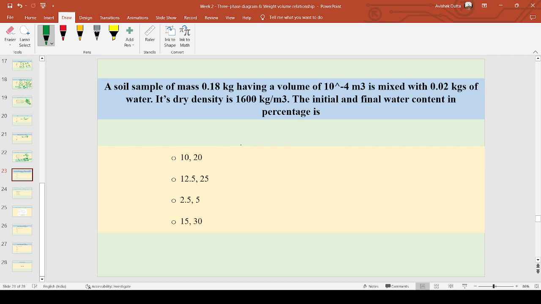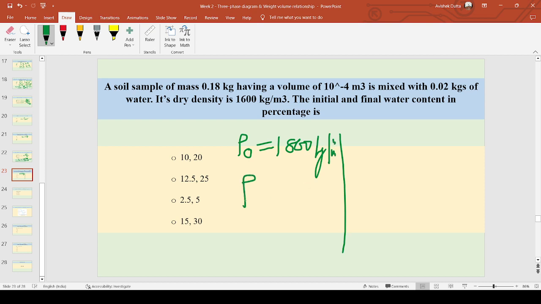This question, have you solved? No, sir. Okay, it's a very easy question. See, just go by the definition. So mass was 0.18 kg, volume is this. What is the density? Mass by volume. So density initially, before the addition of 0.02 kg of water, rho 0 is 0.18 by 10 to the power minus 4. I think you will get 1800 kg per meter cube.